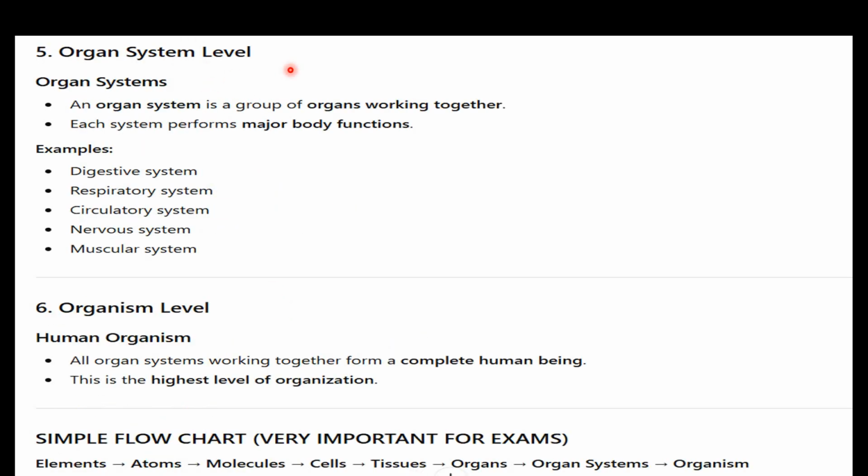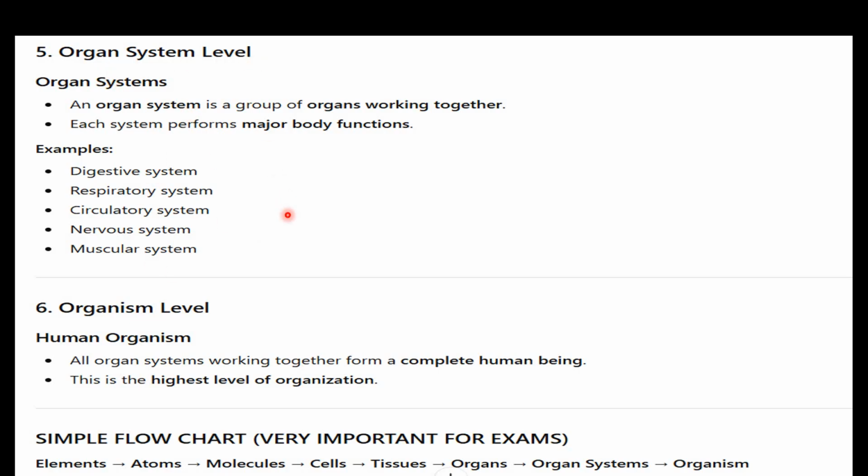Next is the organ system level. An organ system is a group of organs working together, where each organ performs a major body function. Here all correlated organs work together to build an organ system. For example, the digestive system, respiratory system, circulatory system, nervous system, and muscular system. These all come under the organ system level.